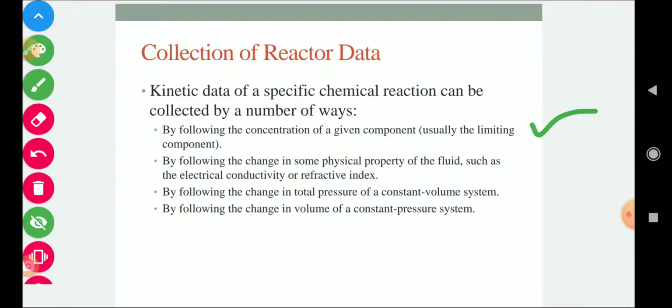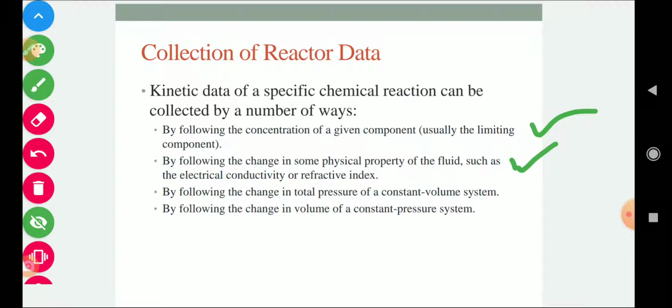On the other hand, there are several other indirect methods from which you can calculate concentration. For example, by following the change in some physical property of the fluid, such as its electrical conductivity or refractive index. You measure these physical properties with respect to time. Then with the help of some correlations, you convert this data into concentration.